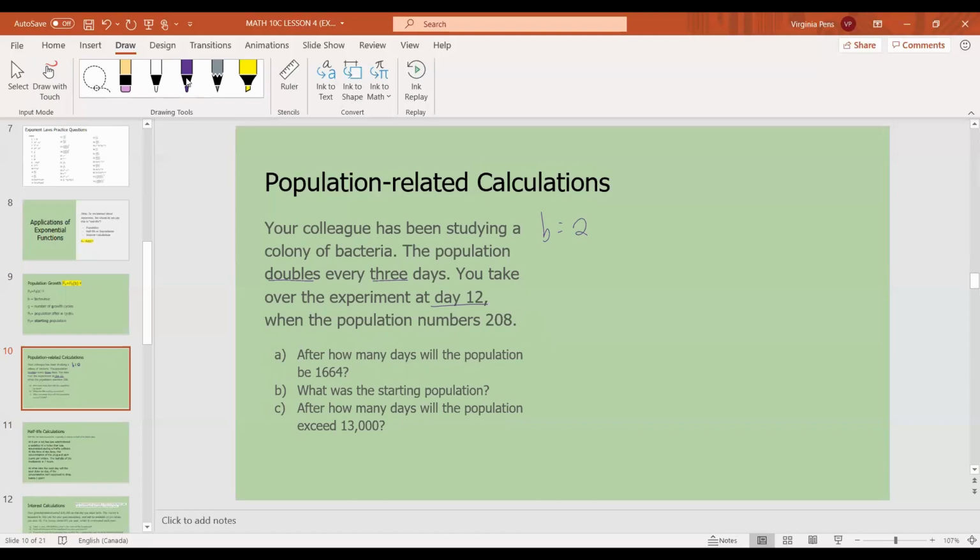Day 12. Are we looking for the... I don't think day 12 can be applied in this formula yet. We're going to have to apply it in a different way, so we're going to leave that value for now. And the last one is, you take over the experiment when the population number is 208. So this 208 is when you first start calculating. This would actually be the starting population, which means that the 208 would be your P0 value.